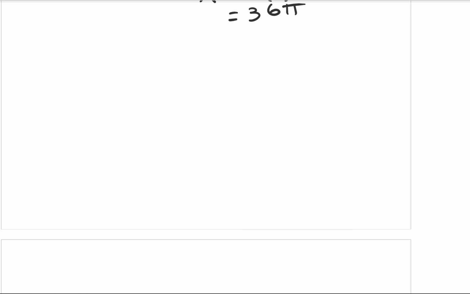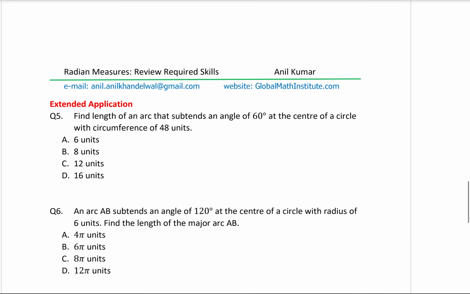Let's look into the next set of questions now, which is question number 5 and 6. From here, the questions could be slightly difficult. Question number 5 is: find the length of an arc that subtends an angle of 60 degrees at the center of the circle with circumference of 48 units. You can pause the video, answer the question, and then look into my suggestions.